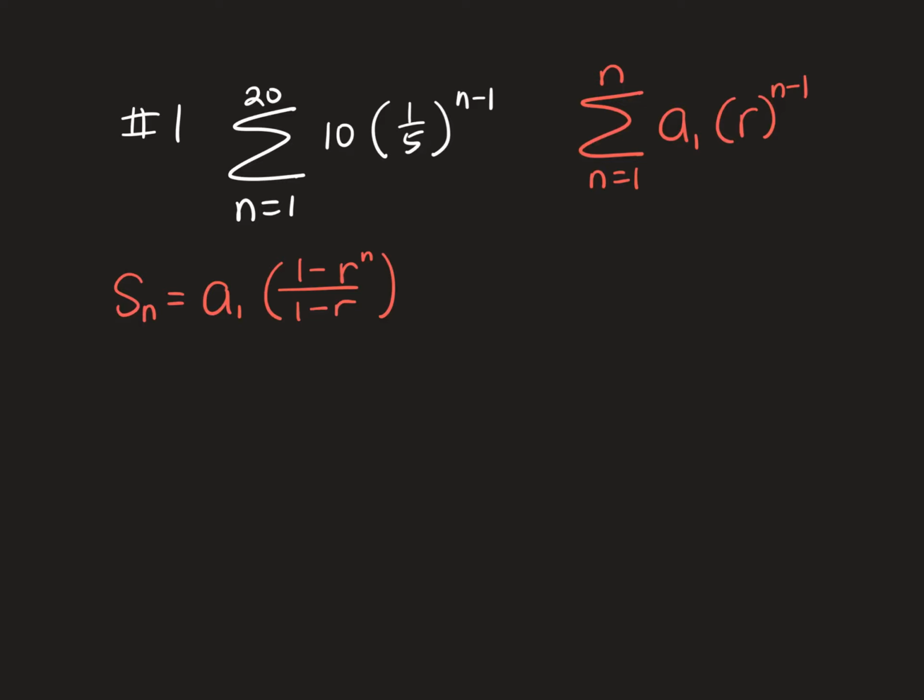Okay, so we've got everything we need. Remember, we have to find out, what's a sub 1? Well, we can look here and see that in our problem, a sub 1 is going to be that number out in front. What's our r value? That's the other thing that's really important. In our formula, that's the thing that's inside the parentheses. It's being raised to a power. And then finally, what's n?